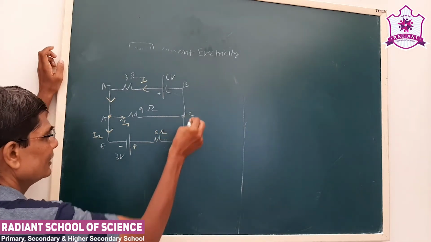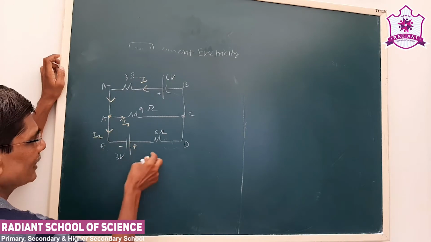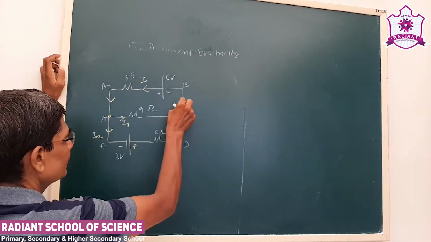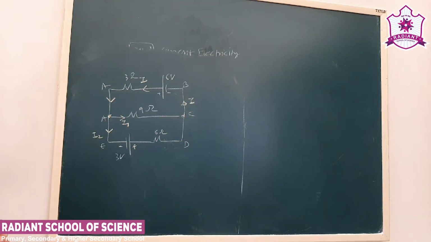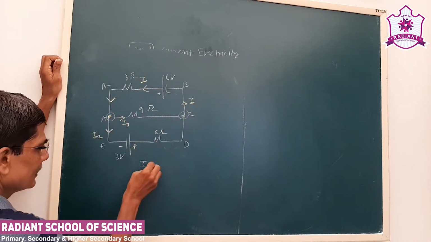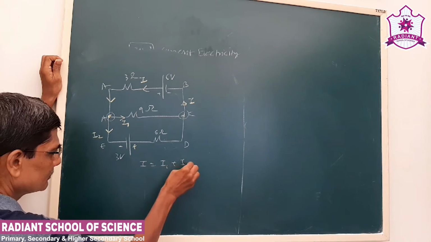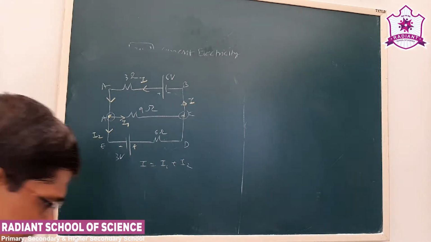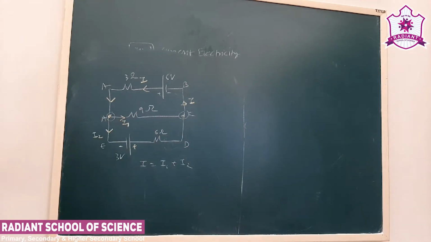We see C is the junction where this I1 and I2 will meet. So from C current will be I. So at point A or point C, I is equal to I1 plus I2. Okay, I is equal to I1 plus I2. Now we have to find out the total current I. Now we use Kirchhoff's second law.